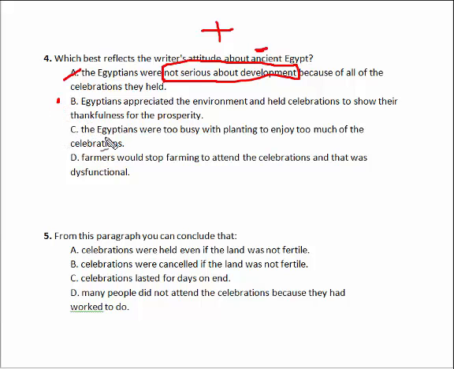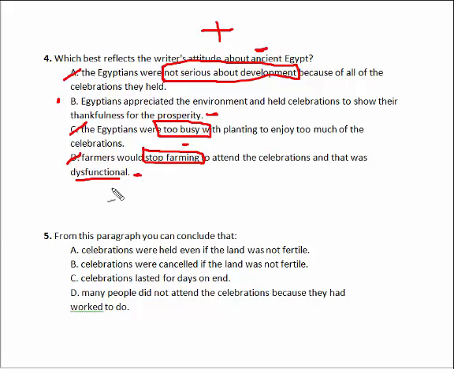Let's go on to C. The Egyptians were too busy with planting to enjoy much of the celebrations. They were too busy. When you're too busy, that is a negative thing. Using the good stinky rule, we can cross out answer choice C. Let's take a look at D. Farmers would stop farming to attend celebrations, and that was dysfunctional. Dysfunctional is a negative word, and when you stop farming, you're not going to be able to harvest. That's negative as well. That can be crossed out good stinky rule style.